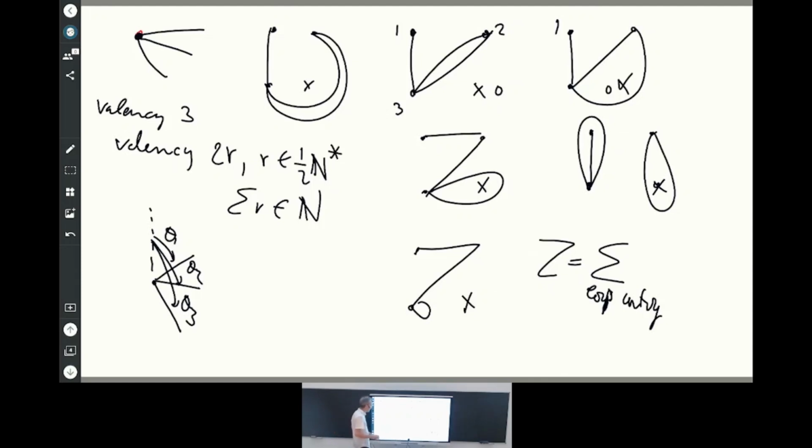then I'm allowed to add some weight W, which will be e to the i over 2S times the sum of the angles. So S is now a new parameter, if you want, the angular momentum of this vertex. So a vertex, in fact, is characterized by the valency R and the angular momentum S. So the sum here is from 1 to 2R.